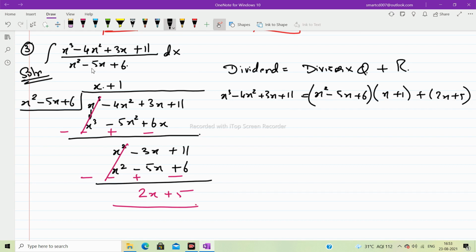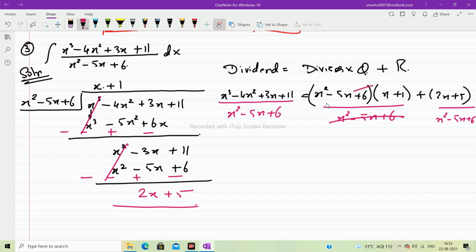Now I need to convert this into this question. So this question has x square minus 5x plus 6. So I'll just divide this by x square minus 5x plus 6. So even this part I have to divide by x square minus 5x plus 6, and even this part I'll have to divide by x square minus 5x plus 6. Now what happens is this gets cancelled, so this you can integrate easily and this will get converted to partial fraction.